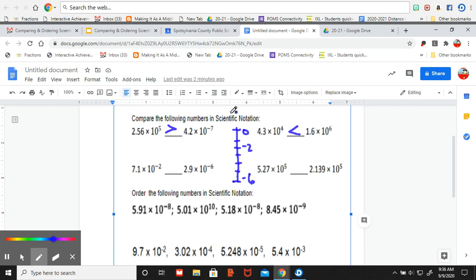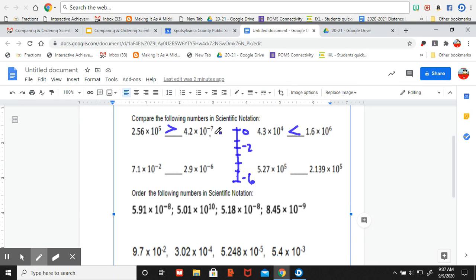So our first example, we have 2 and 5600ths times 10 to the positive fifth power, and we're comparing it to 4 and 2/10 times 10 to the negative seventh power. A positive is always greater than a negative. Therefore, 2 and 5600ths times 10 to the positive fifth power is greater than 4 and 2/10 times 10 to the negative seventh power.